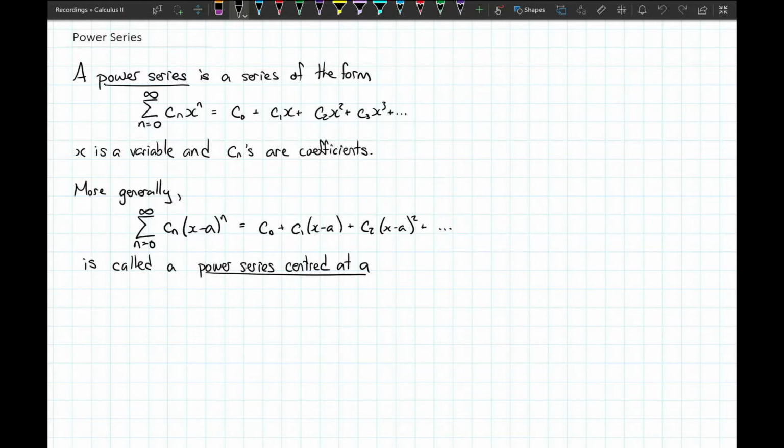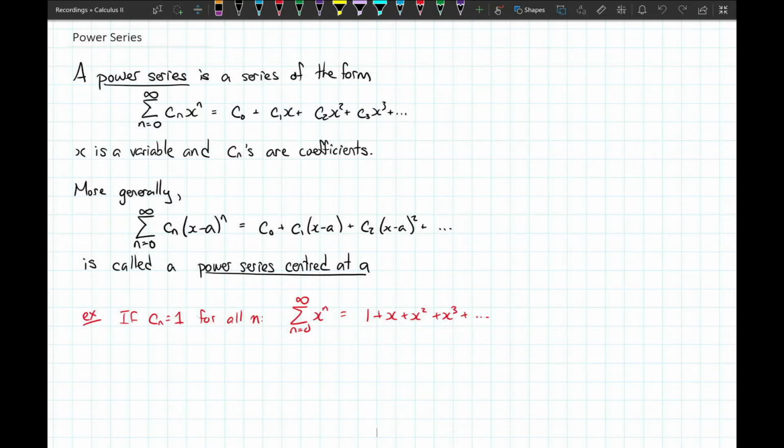Now, what does it mean for a power series to be convergent? To get a better sense of what convergence means in a power series, it might help to take a look at an example. Let's start off with an easy one where all of the coefficients are equal to 1. So that's this series from n equals 0 to infinity of x to the power n. And that gives us 1 plus x plus x squared plus x cubed, and so on.